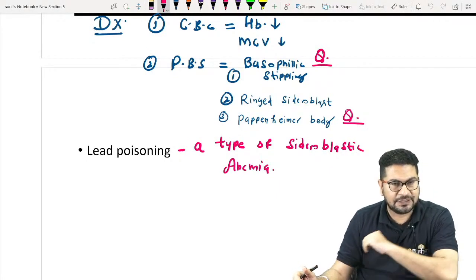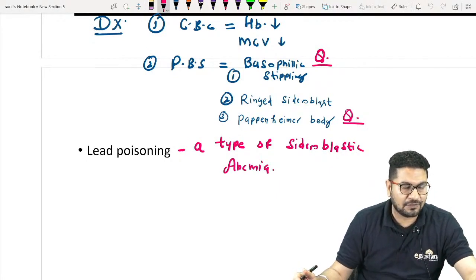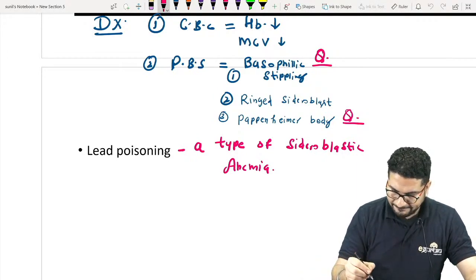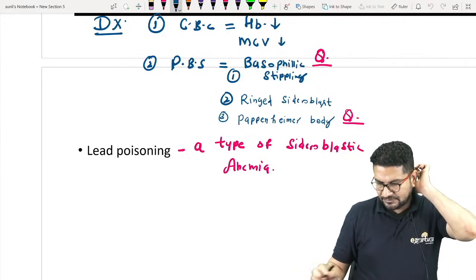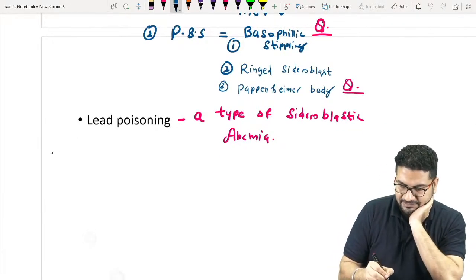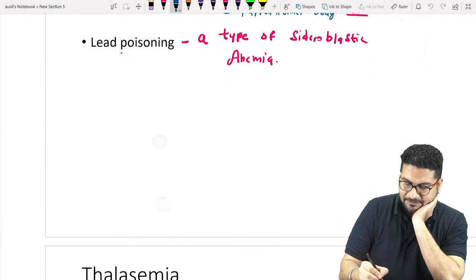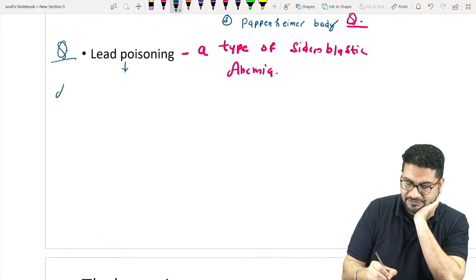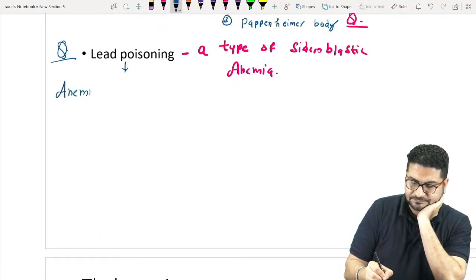So in sideroblastic anemia, there is a lot of iron, but this iron cannot be utilized. Sometimes if I ask an MCQ, what are the features of lead poisoning? Remember, lead poisoning is a common, important topic that they ask in the exam. In lead poisoning, the patient will develop anemia. Which anemia? This anemia is called sideroblastic anemia.